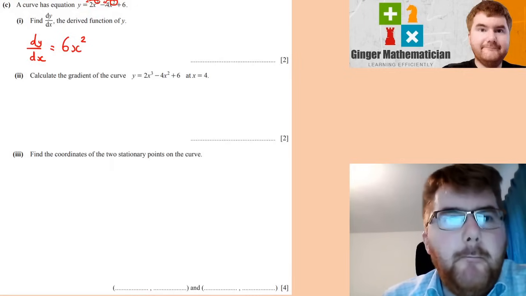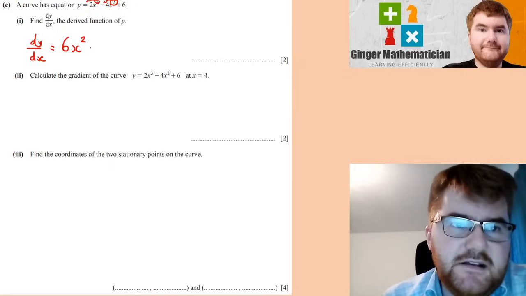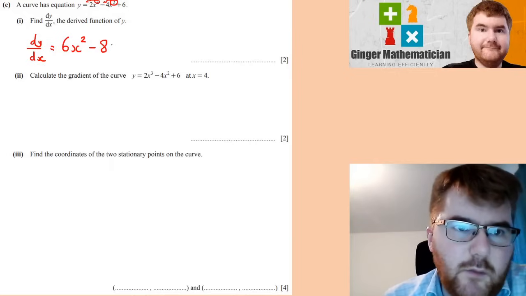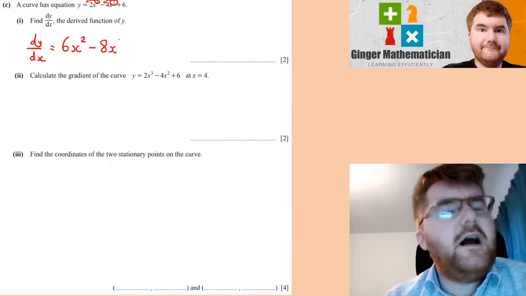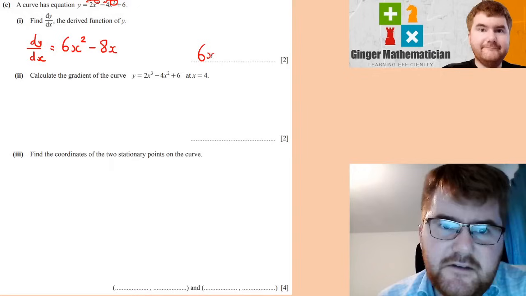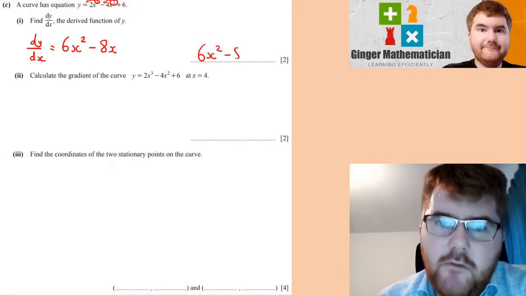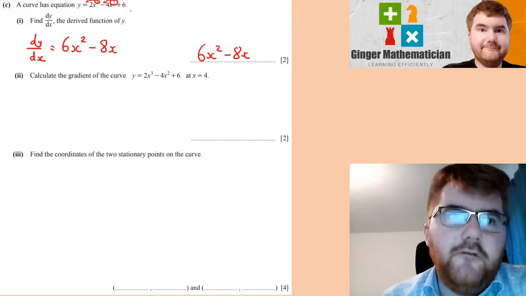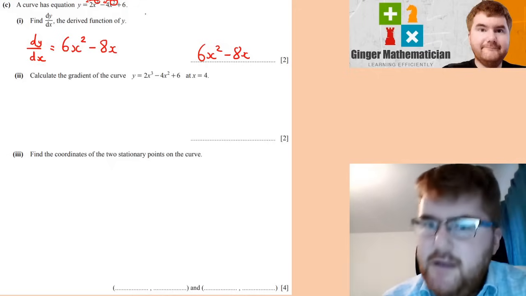Minus 4 times 2 is equal to minus 8. We reduce the index by 1, so this becomes x to the power of 1, or as we like to write, just x. And that's all we need for our derived function. Remember, if you differentiate the 6, then the gradient of that is 0, so that will disappear.